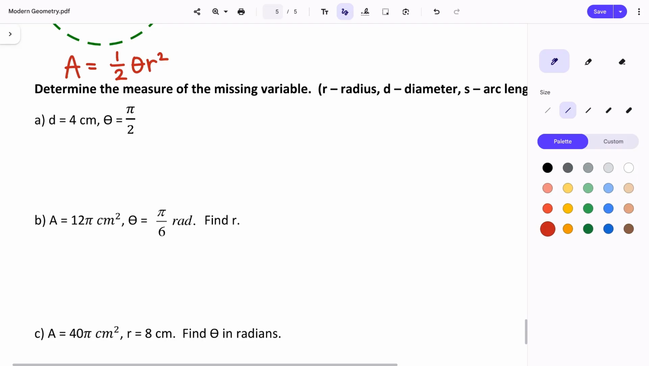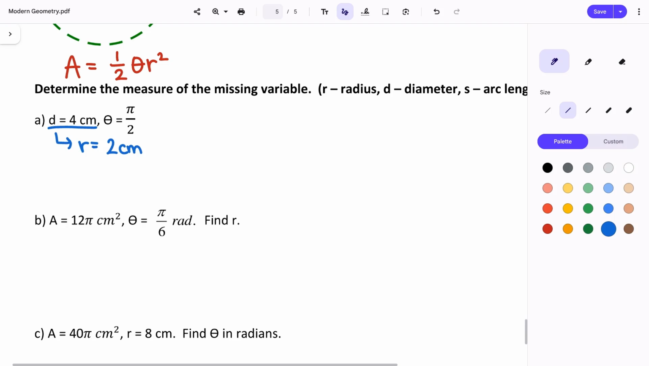What are they giving me instead? The diameter. What do we do to a diameter to get to a radius? Cut it in half, right? So what would be my radius here? Good, 2 centimeters. So make sure you pay attention to that, because if you put in the wrong number, you're going to get an answer that's too big.